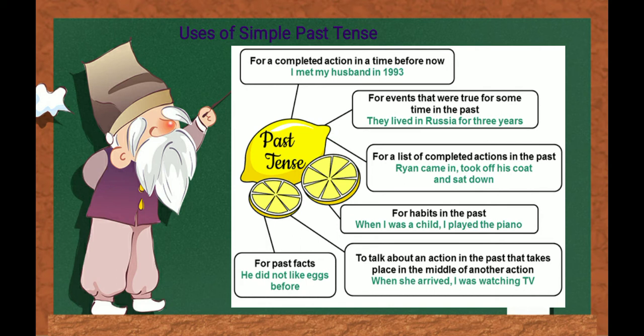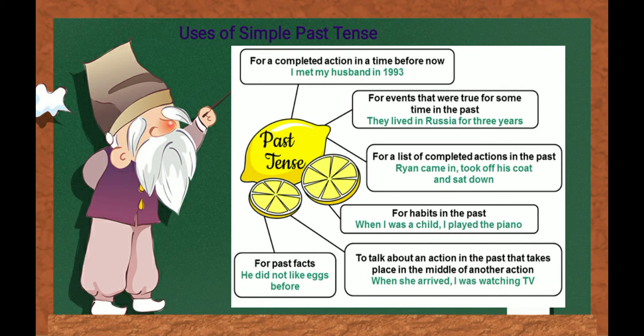Next, we use simple past tense for a list of completed actions in the past. So many actions were completed in the past. For denoting them, we use simple past tense. For example, Ryan came in, took off his coat, and sat down. See, came, took off, sat down, these all are in past tense. That means these actions were all completed in the past.